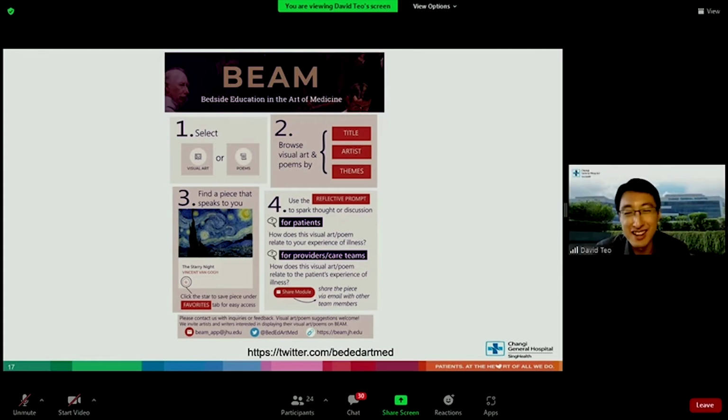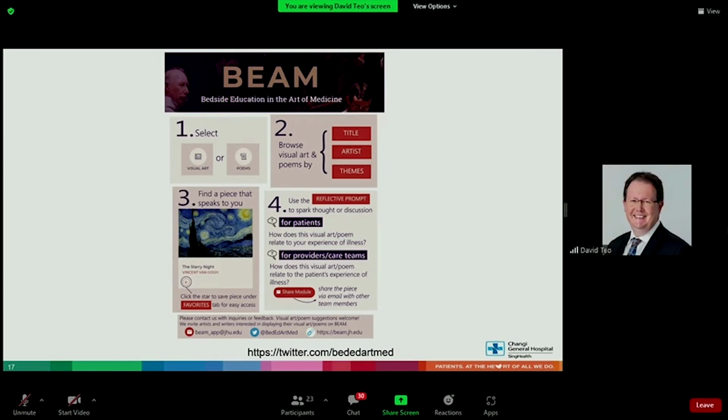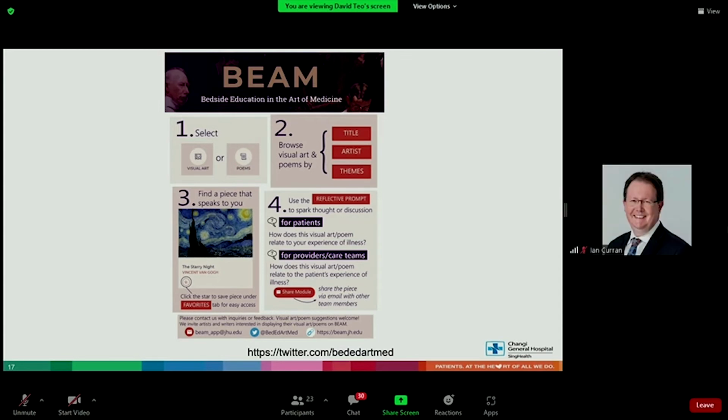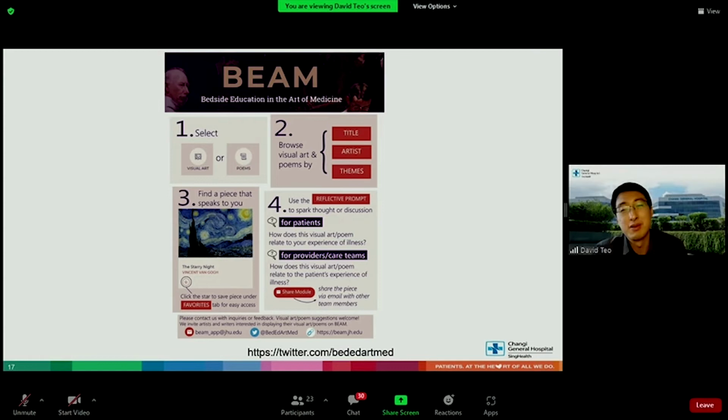So we can see this example I was talking about. This is an app that has been developed overseas, where we have all this content that's curated, and either patients or providers can use it at the point of care as well. Various kinds of art pieces, for example, and you can choose something that you can relate to, and then there are certain kinds of reflective prompts, like how does this visual art poem relate to your experience of illness for the patient, or how does it relate to your patient's experience of illness as well? And then they can even share it with or email it to other team members. I thought this was wonderful.